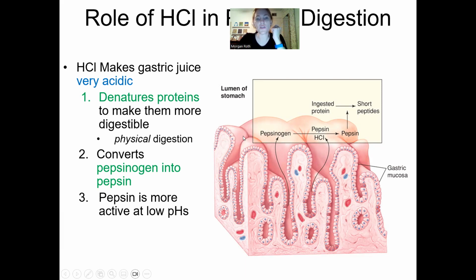The second is that the precursor, pepsinogen, is not active. It does not digest, but it can, in the presence of hydrochloric acid, be converted into pepsin, and pepsin is the active form of the enzyme, and it can digest the proteins. And also pepsin works best at its low pH. That's its optimal pH, and so it's going to work at the acidic environment that is created due to the hydrogen ions coming off of the hydrochloric acid. So it's good to have an acidic stomach. We need that for our protein digestion.